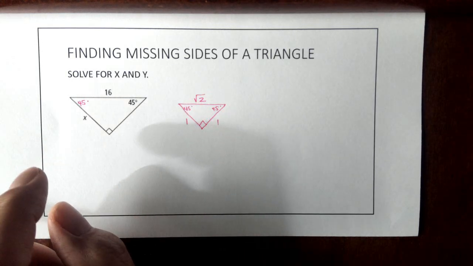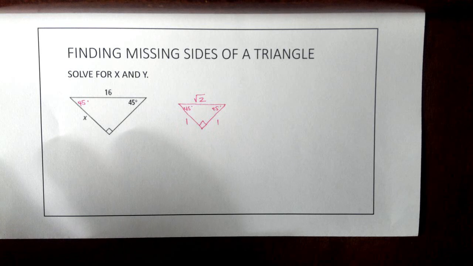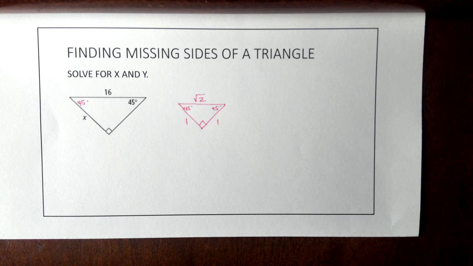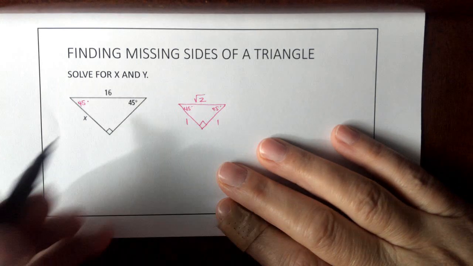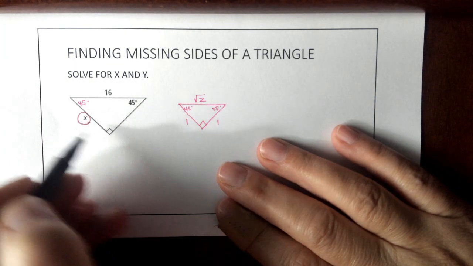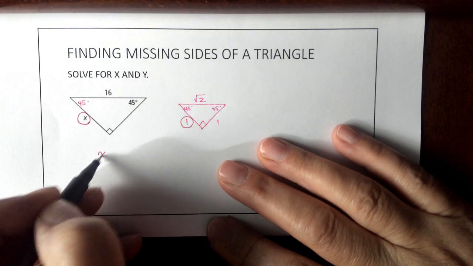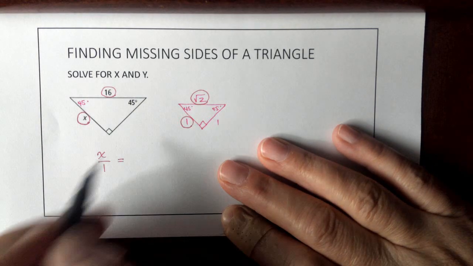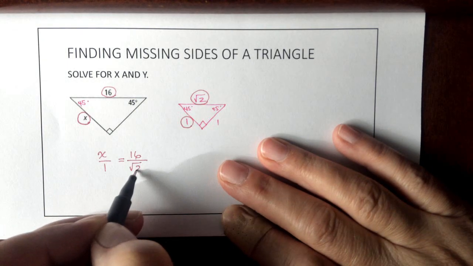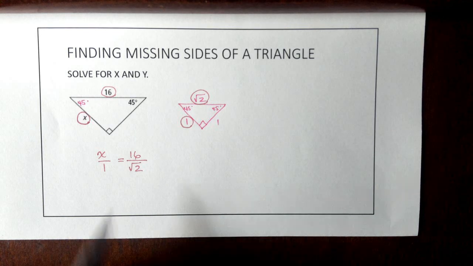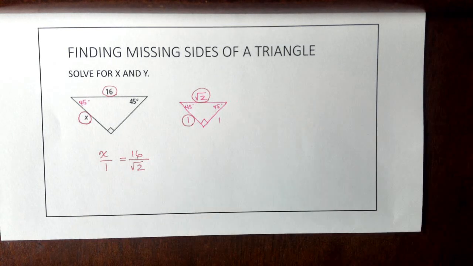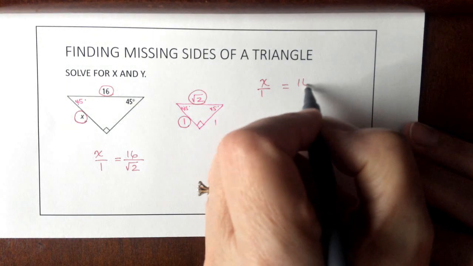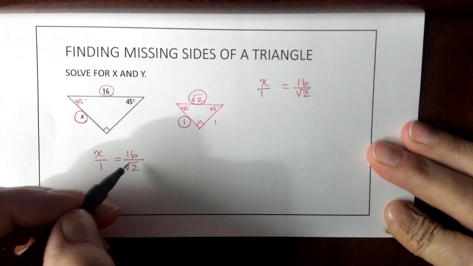So this might be a case where I want to actually set up a proportion and solve it, even if I do the others in my head. So let's just make a proportion. I need to find x. X is to 1 as 16 is to square root of 2. I didn't leave myself quite enough room here, so let me just rewrite it over here so that I have a little more room to maneuver.